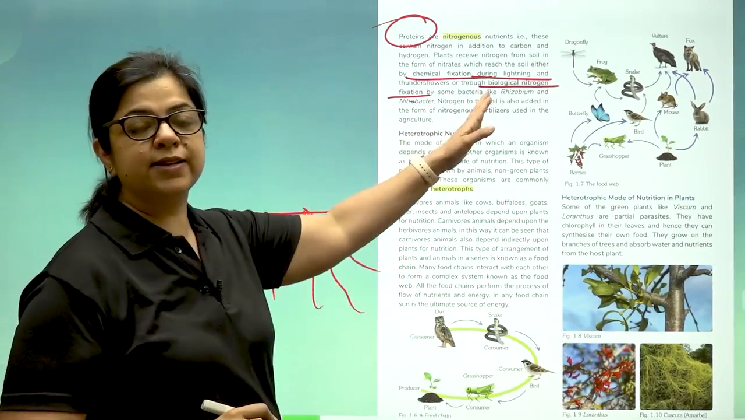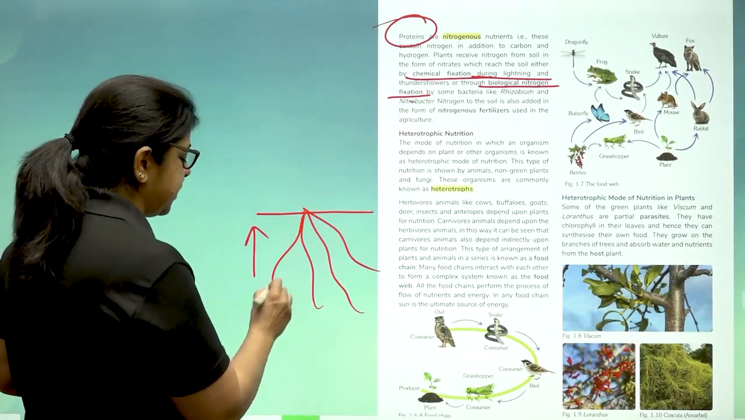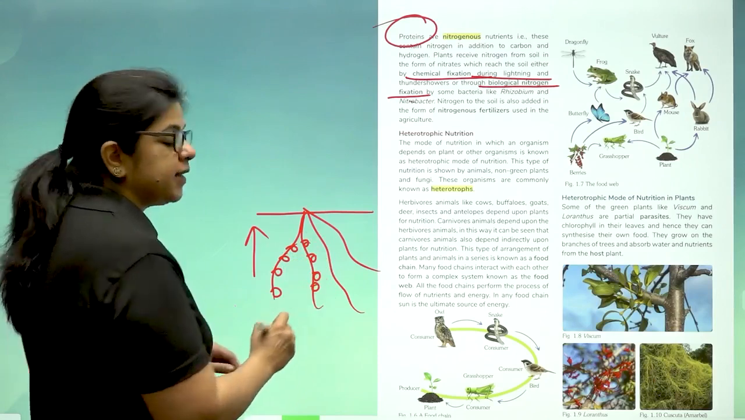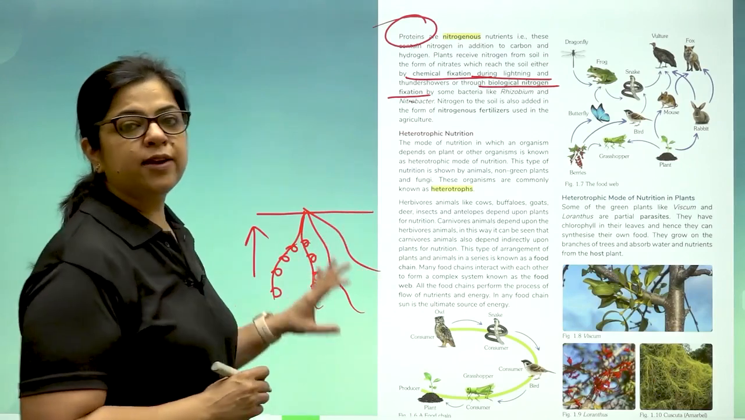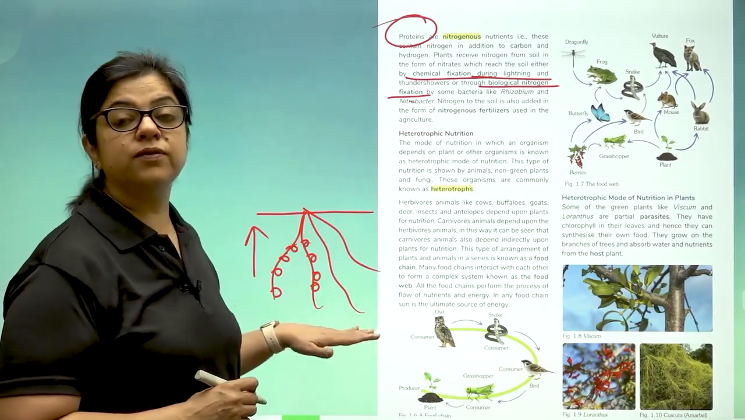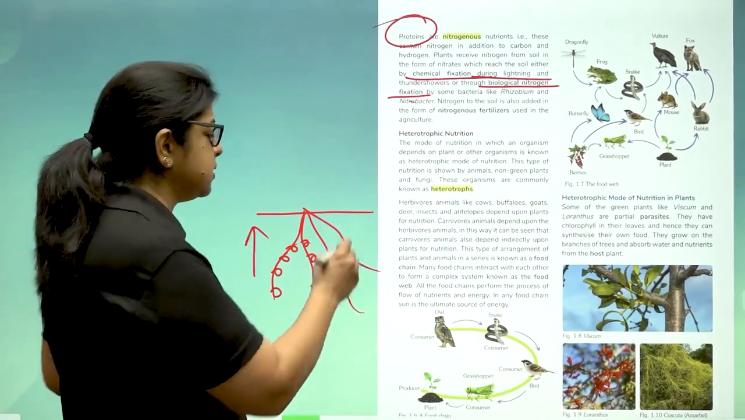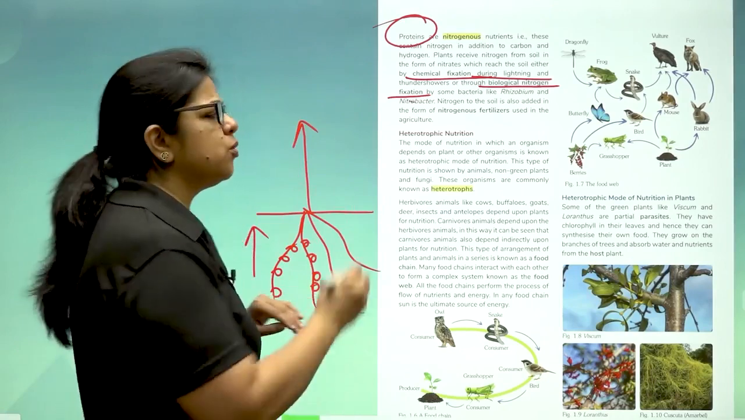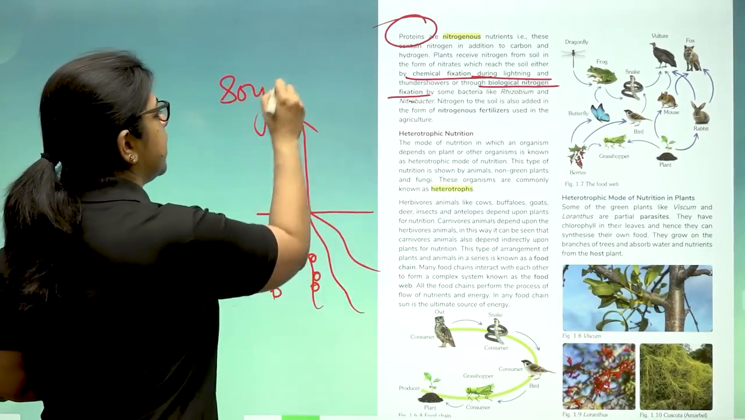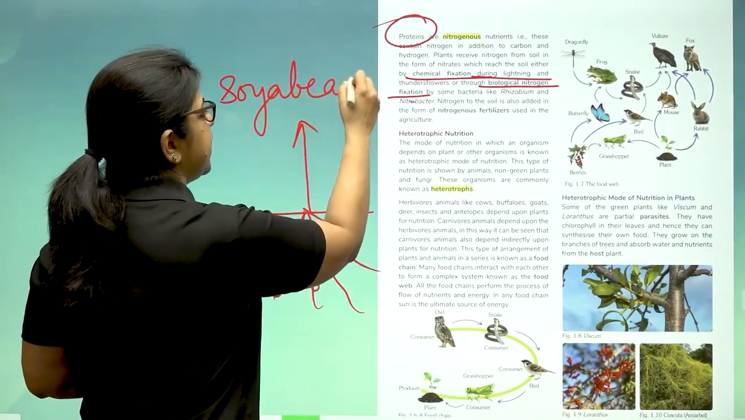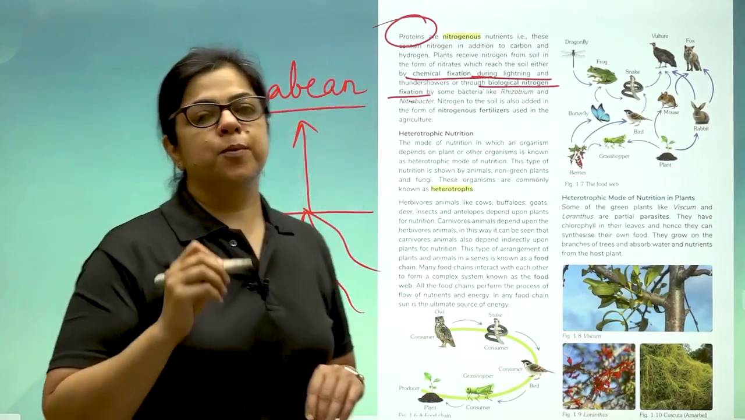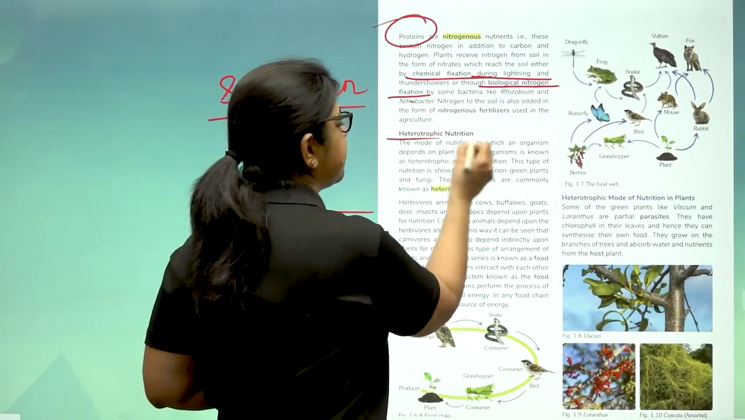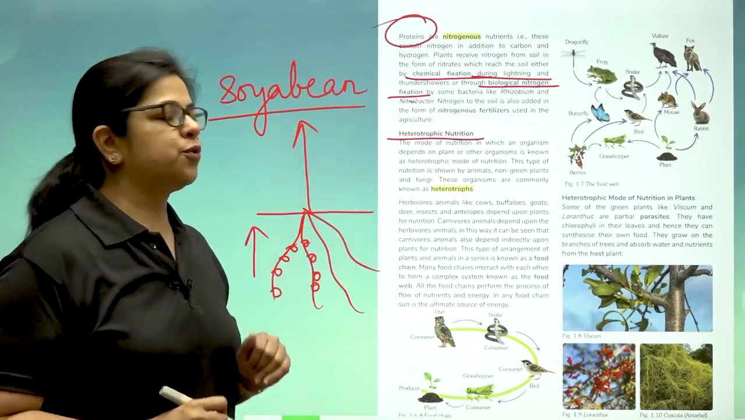And what do these rhizobium bacteria do? They are present in the root nodules of leguminous plants, and they also use the nitrogen in the soil to convert it into nitrogenous substances which are added to the plant. So we all know that soya bean is one plant which is very, very rich in protein. Now let's move on to understand the heterotrophic mode of nutrition.